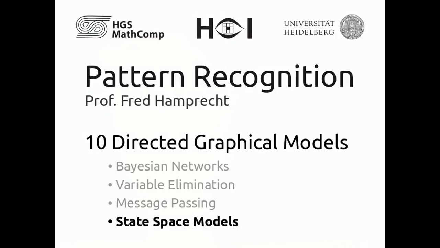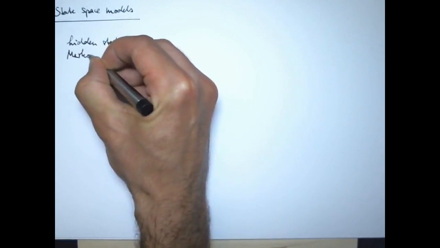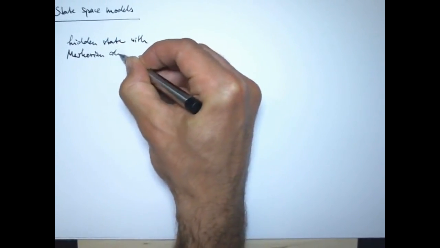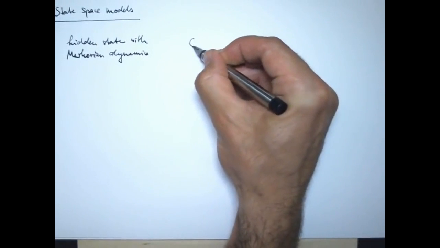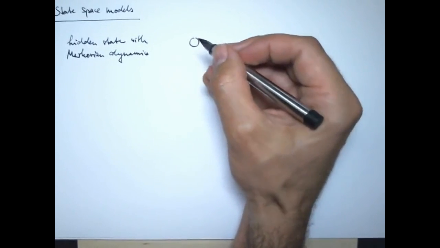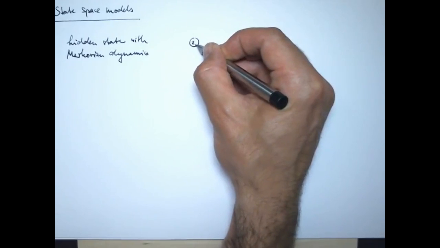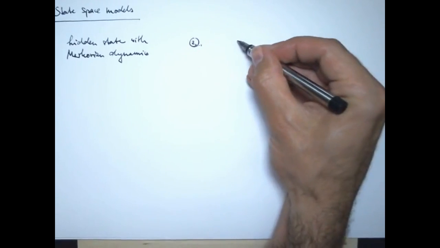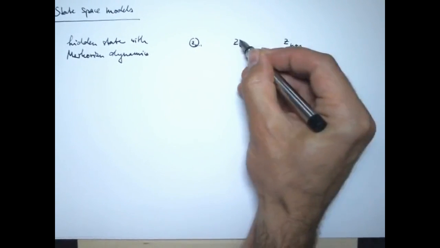State space models look as follows. You have some hidden state, and this hidden state is assumed to have some Markovian dynamics. So let's say this is Z at time, sorry for the small writing, n minus 1, Zn, Zn plus 1, let's say.